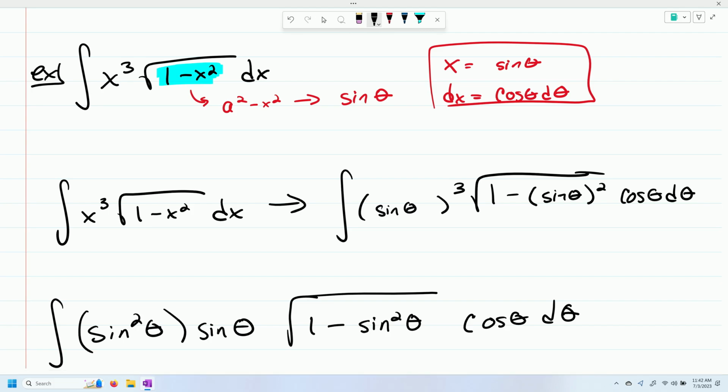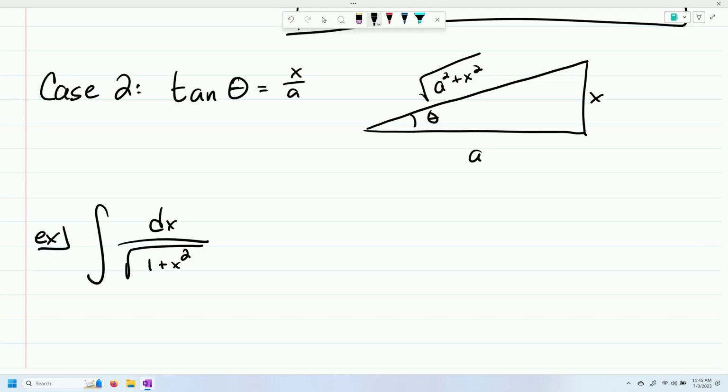Now let's do a couple more examples to finish off this video using the other trigonometric substitutions that we've learned. So I'm going to just go ahead, pause the video, scroll down, and get it all ready. All right, so I am back. Here's case 2. Case 2 is when we have tangent theta equals x over a. We have our right triangle here for reference. Remember, tangent is opposite over adjacent, so it's going to be x over a, going to be the opposite and adjacent sides respectively. Therefore, the hypotenuse will be the square root of a squared plus x squared if you were to solve this right triangle for the Pythagorean theorem.